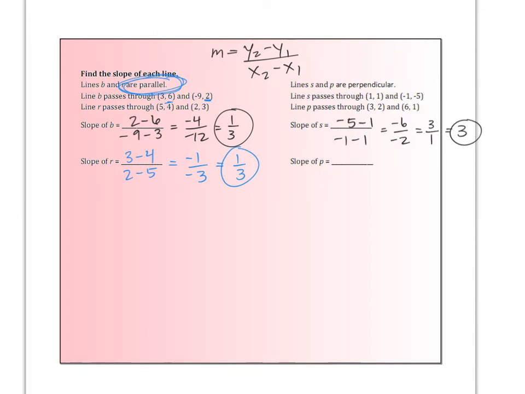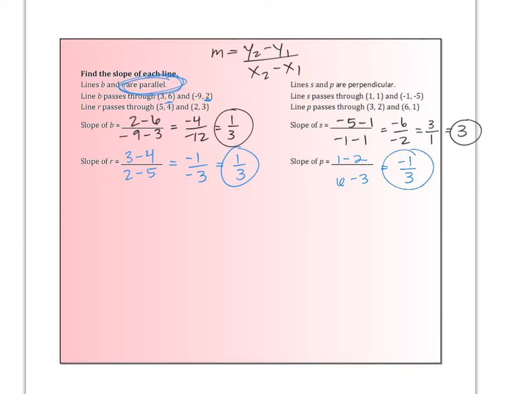So here's what I got for the slope of S. I got 3, and now I'm going to do the slope of P. So remember, it's going to be the change in y. So I'm going to do 1 minus 2 over 6 minus 3. I end up with -1 over 3, which is -1/3.